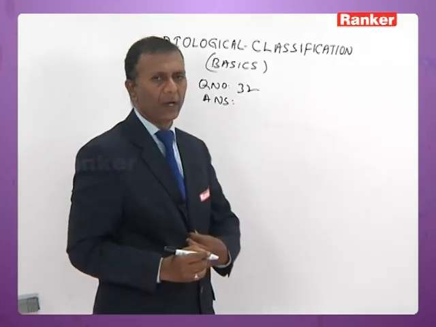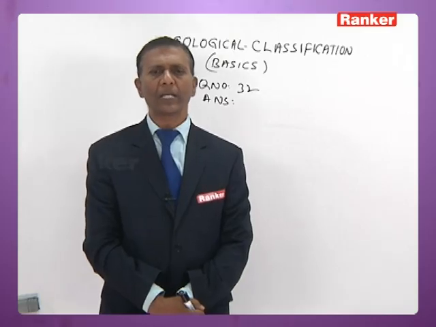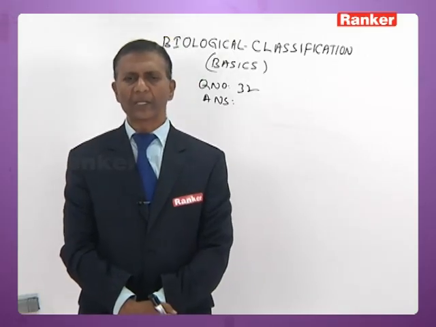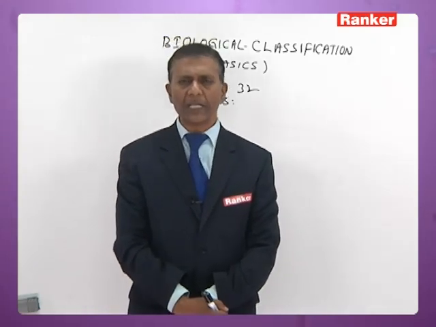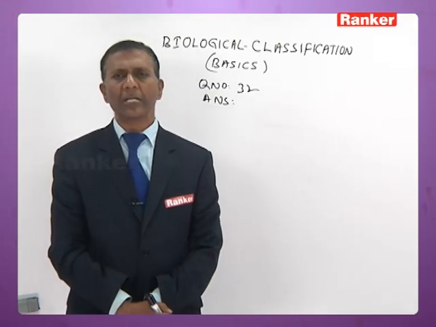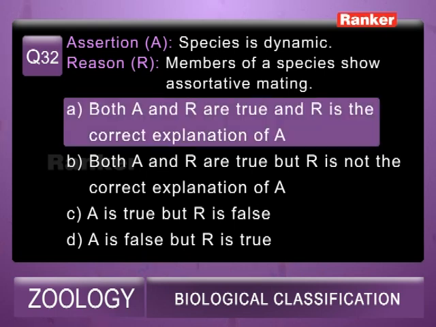And 32nd question here. Assertion, species is dynamic. Reason, members of a species show assortative mating. A, both A and R are true, R is the correct explanation. B, both A and R are true, R is not the correct explanation. C, A is true and R is false. D, A is false and R is true. So among these, the correct option is A. Both assertion and reason are true and reason is the correct explanation. Because of assortative mating, preferential mating, species is said to be dynamic. So 32nd question, correct answer is A.